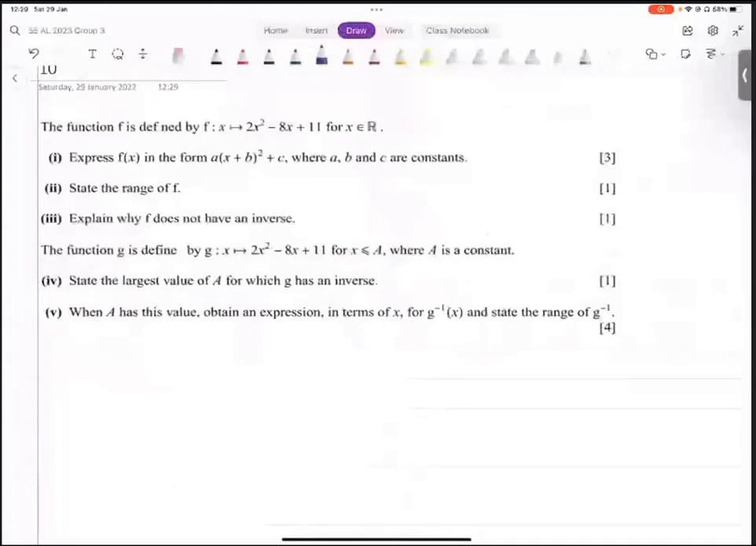So the function f is defined like this here. f of x equals 2x squared minus 8x plus 11. And it's defined for all real values of x. ये आपके पास एक क्वेश्चन है.